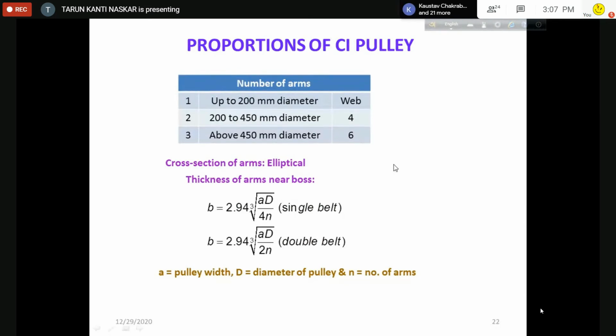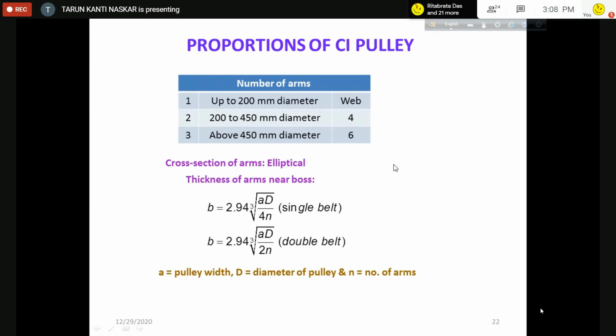Consider the thickness of the wave. So when the pulley diameter is small, then instead of arm, wave is used. That is called wave. So you now understand what is wave? Clear? Now up to 200 millimeter diameter, wave is used instead of arm.